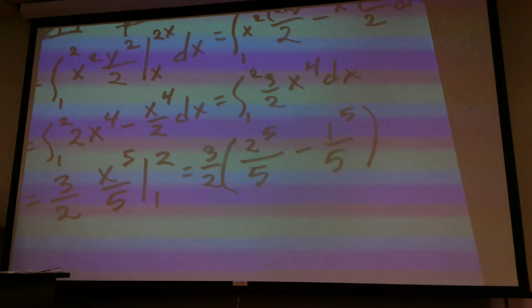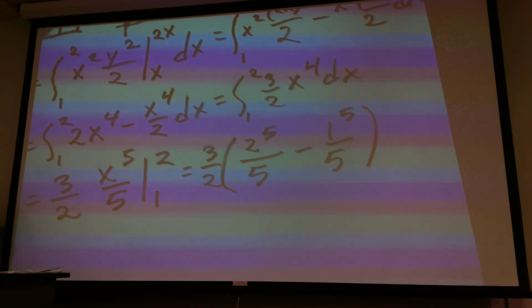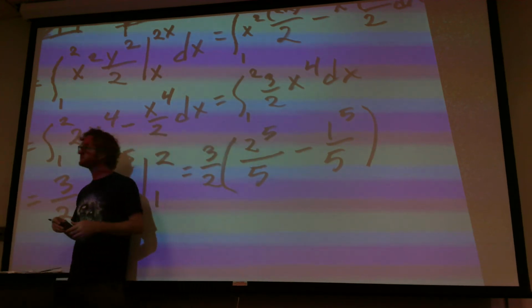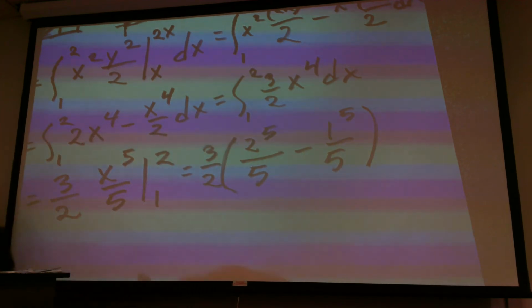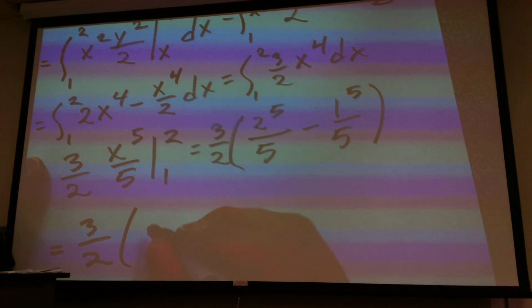Once again, we're going to get into some kind of nasty fractions. That's not too bad though. So, well, what's 2 to the 5th? 2 to the 5th is 32. So, what is this? This is 32 divided by 5 minus 1 divided by 5. So, that will equal 3 divided by 2, and then multiplied by 31 divided by 5.